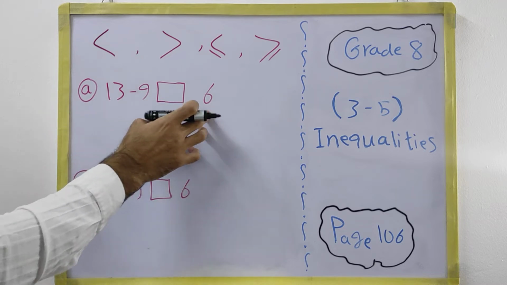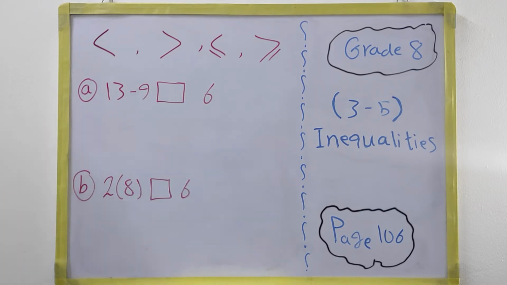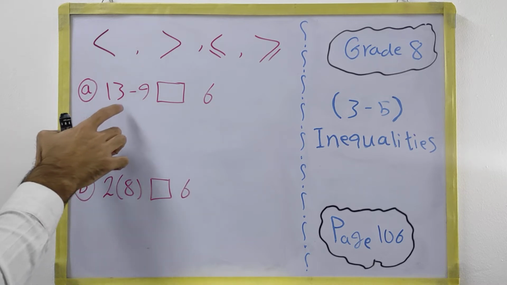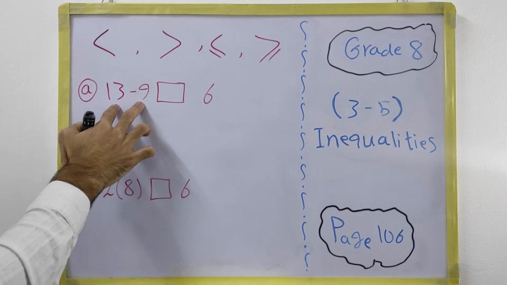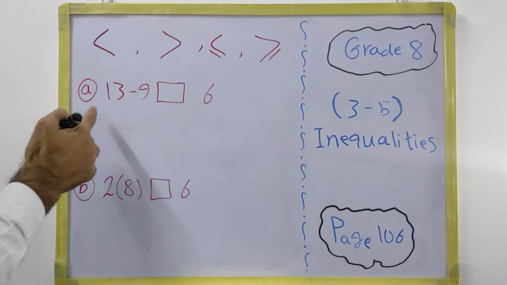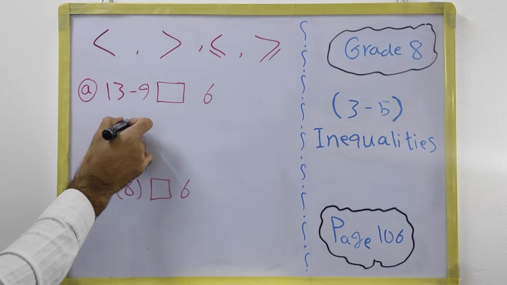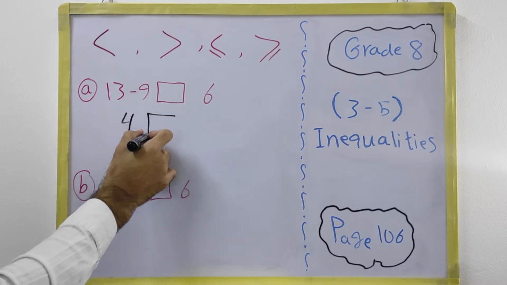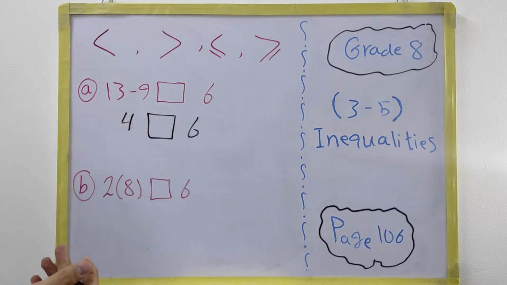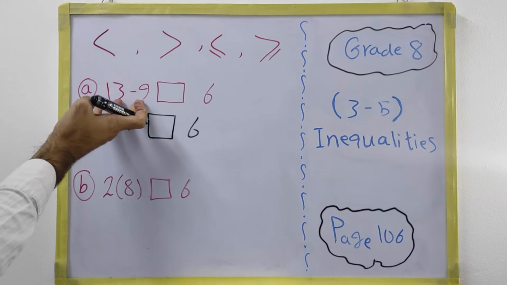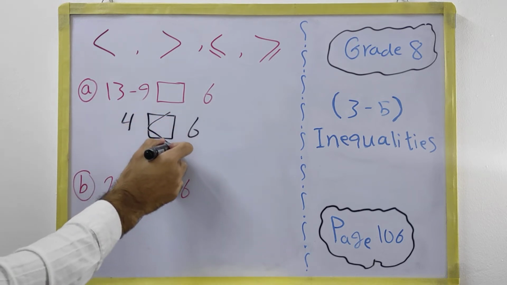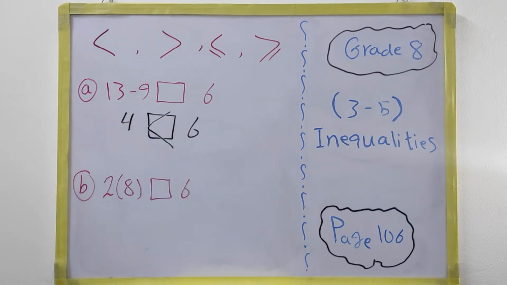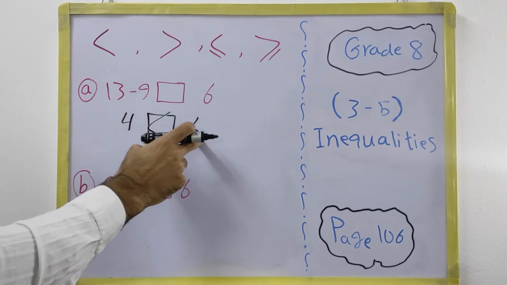If you have something as a reminder for you from the last stage that you studied them, this side is greater or this side. At first, because we have minus between them, we have to solve it. 13 minus 9, 4, and 6. Now it's clear that we solved this one, and this is 6. It's clear that this one is greater. So 4 is less than 6.